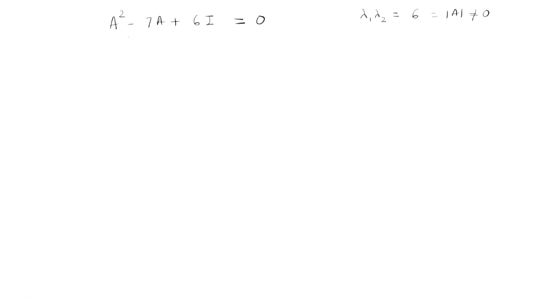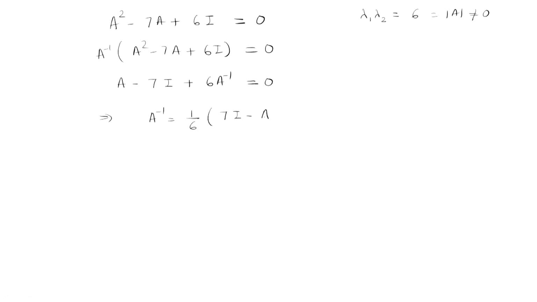Now, since A inverse exists and A satisfies this equation by Cayley-Hamilton theorem, we can multiply both the sides, or we can operate both the sides by A inverse. So, let us operate both the sides by A inverse. It is 0. A inverse into A square is A, minus 7 times identity, plus 6 times A inverse should be 0. Now, this implies A inverse will be, you can put all the other terms on the left hand side, it is 7I minus A.